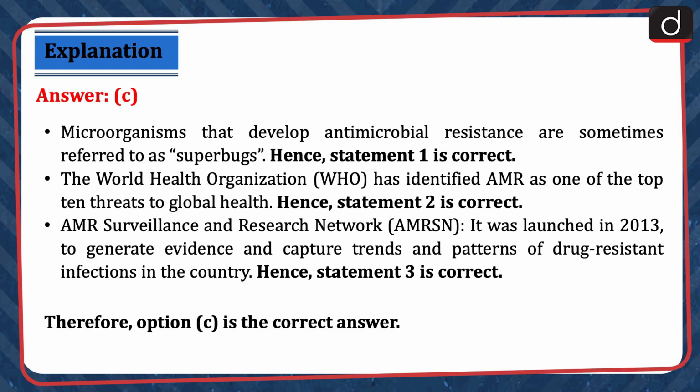Microorganisms that develop antimicrobial resistance are sometimes referred to as superbugs. Hence, statement 1 is correct. The World Health Organization has identified AMR as one of the top 10 threats to global health. Hence, statement 2 is correct. AMR Surveillance and Research Network was launched in 2013 to generate evidence and capture trends and patterns of drug-resistant infections in the country. Hence, statement 3 is correct. Therefore, option C is the correct answer.